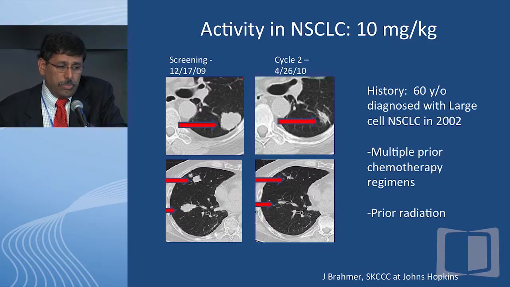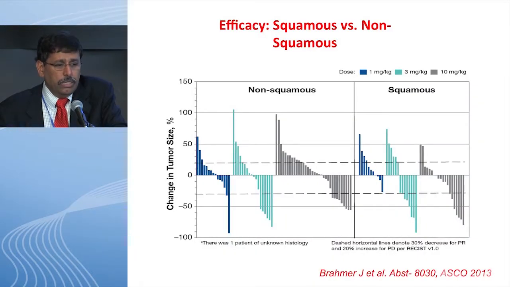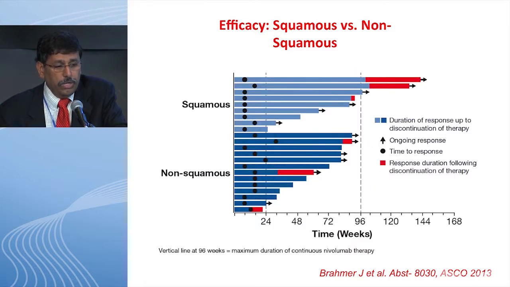And you can see nice responses. These are radiographic pictures Julie showed last year, if I'm not mistaken. Very nice responses. And the waterfall plots, you can see here, again, not everybody responds to this. I think about 20% respond, and some clearly progress very early on. But what is interesting is that some of these responses are very durable, as you can see here. If you look at the duration of therapy, it's actually very impressive in a small proportion of patients.